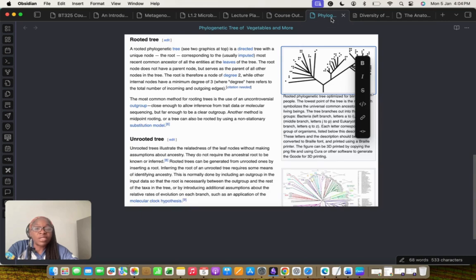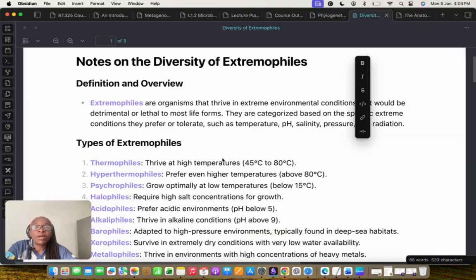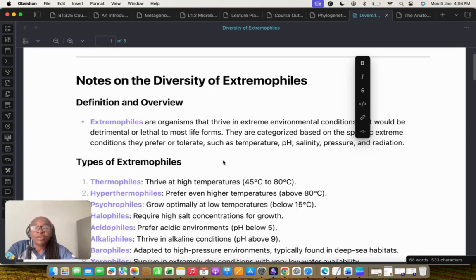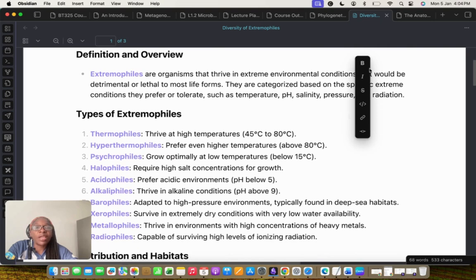So to get you started, let's look at the notes on the biodiversity, right? So we started talking about the diversity of these extremophiles. What are they? And where can we find them? What's the point of all this?